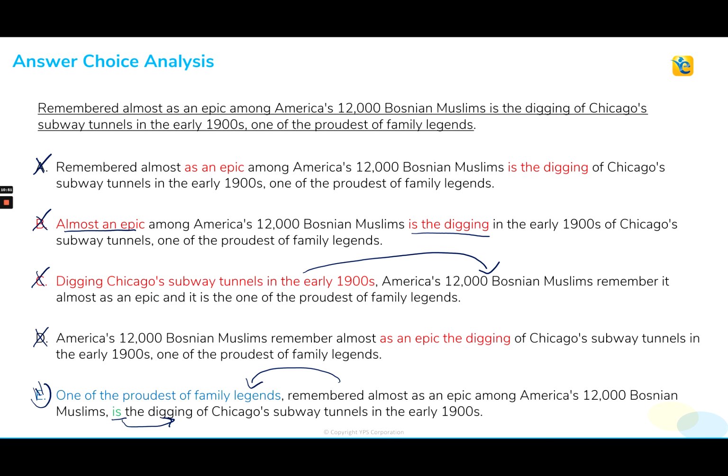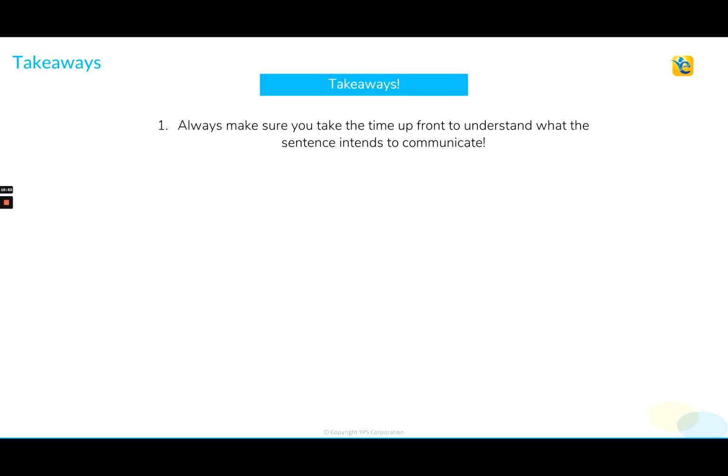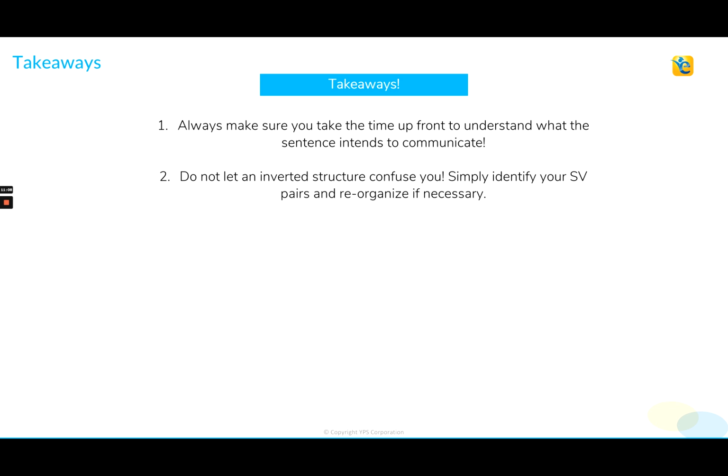And we can move on to these takeaways. Please always remember to spend that time up front to understand what the sentence intends to communicate, especially when you read a sentence and it just leaves you going, you really have to work to infer that meaning, so you know what's going on as you move into those answer choices. Do not let an inverted structure confuse you. Simply identify your subject-verb pairs and reorganize if necessary so you can extract that meaning and work through what the author intends to communicate.